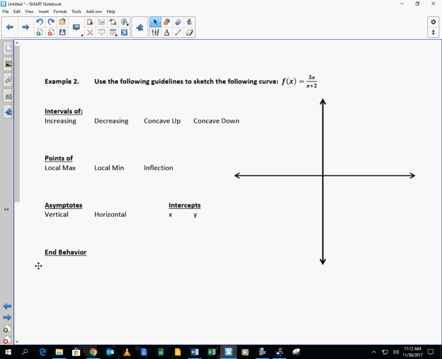But let's start. Start easy. You tell me what it looks like. Where's it undefined? So x equals -2 is a vertical asymptote. How would you find the horizontal asymptote? You'd let the limit go to infinity, right?